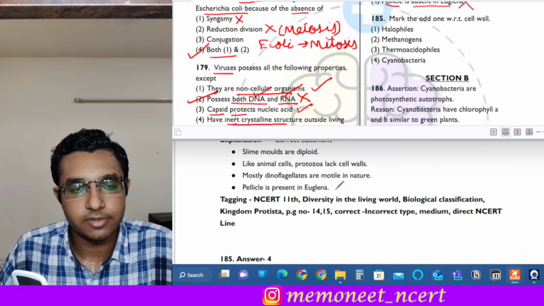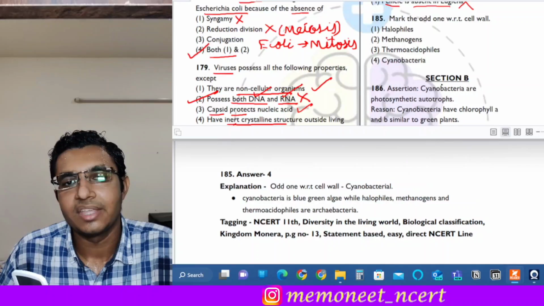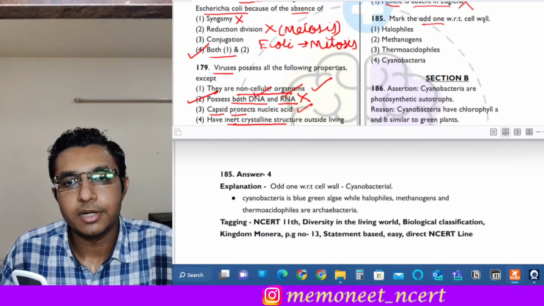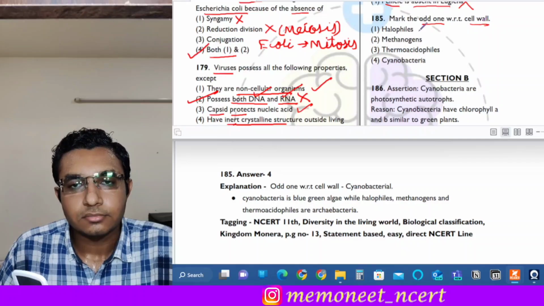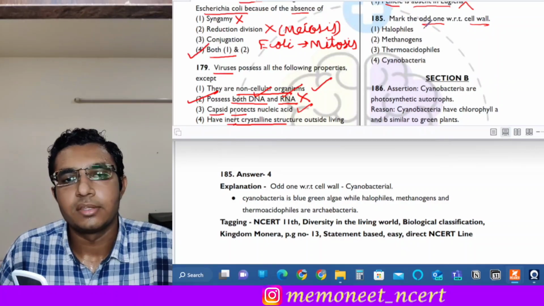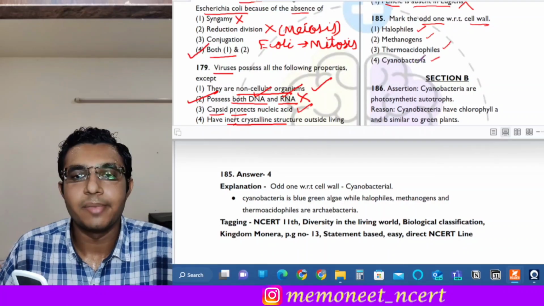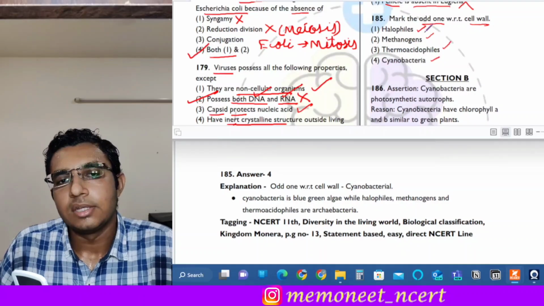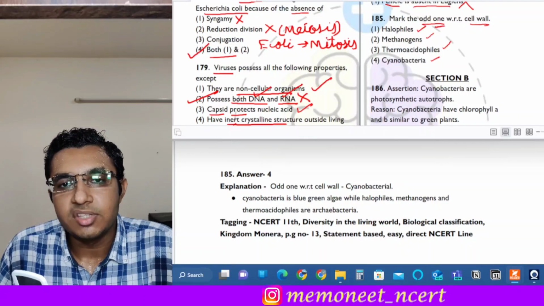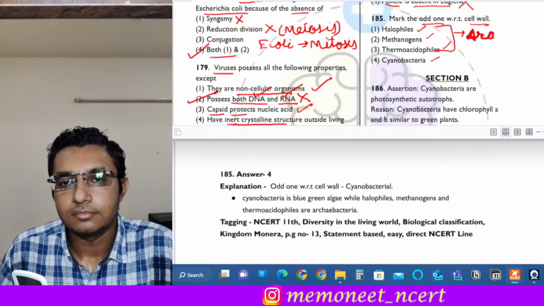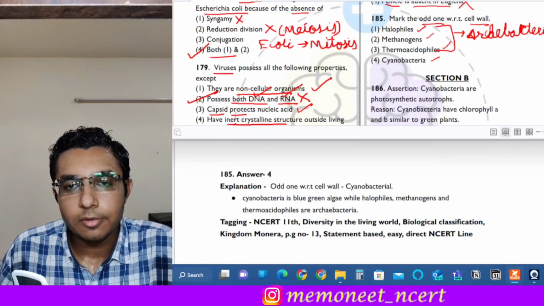Now moving on to the next question, that is question number 185. It states that mark the odd one with respect to cell wall. So we have to identify the odd one out. The first is halophiles, second is methanogens, third are the thermoacidophiles, and fourth are cyanobacteria. Among these, which is the odd one? Now if you know that the halophiles, methanogens, and the thermoacidophiles, these three belong to archaebacteria, right? So these are the archaebacteria, and cyanobacteria is the odd one out.